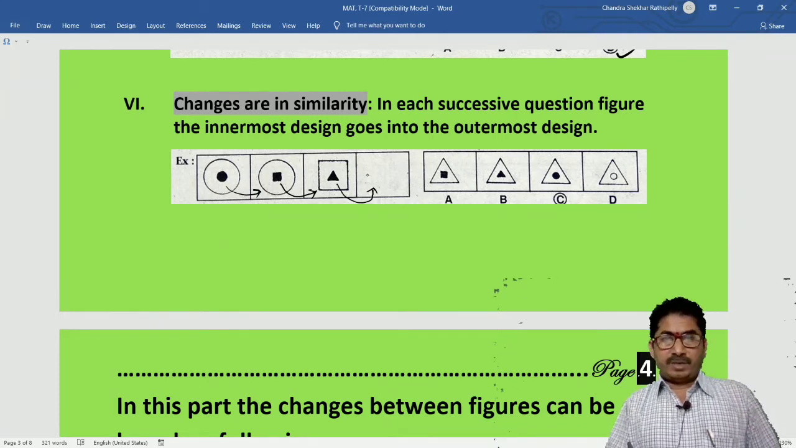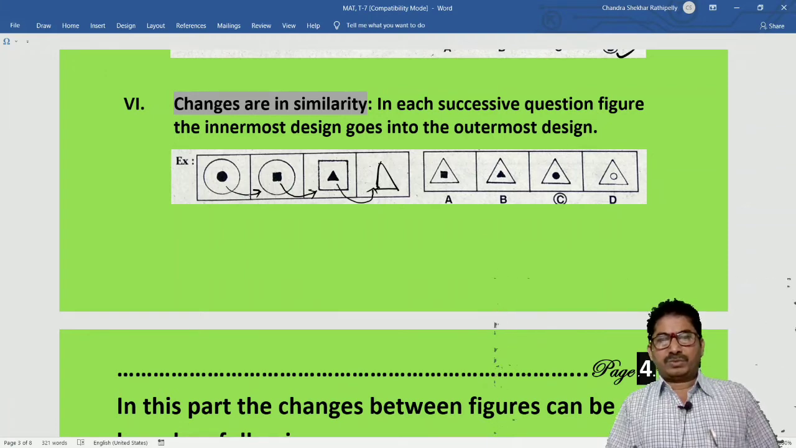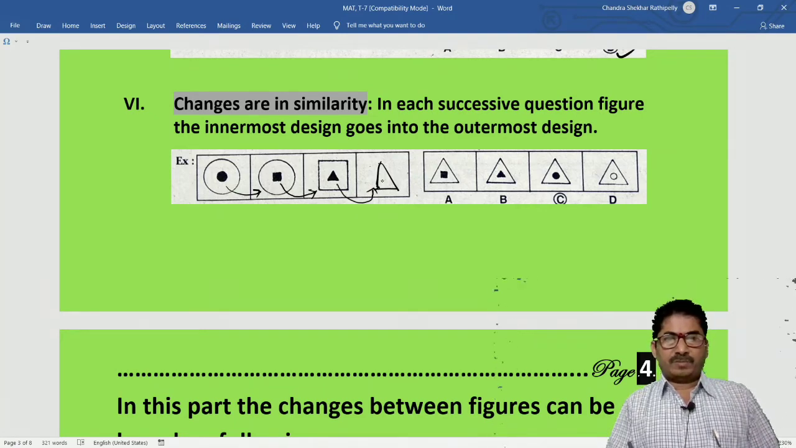What will come in the middle? This triangle will come, but what will come in the innermost figure? The first one will come. This sequence series is completed. That's why this first one will come. This is the answer. So option C is exactly correct.